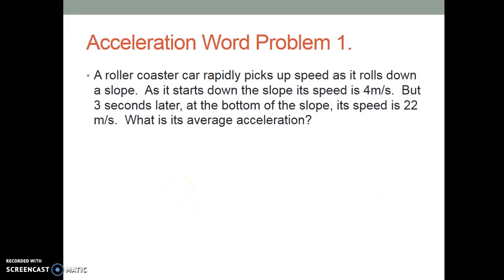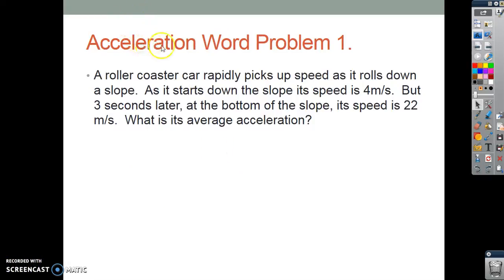All right, here's our first problem. Okay, this is on the back of your paper. You want to take a look there. It says, a roller coaster car rapidly picks up speed as it rolls down the slope. As it starts down the slope, its speed is 4 meters per second, but 3 seconds later, at the bottom of the slope, its speed is 22 meters per second. What's the average acceleration? So take a moment here, and I want you guys to pause the video and work on this problem using our formula in our previous slide.